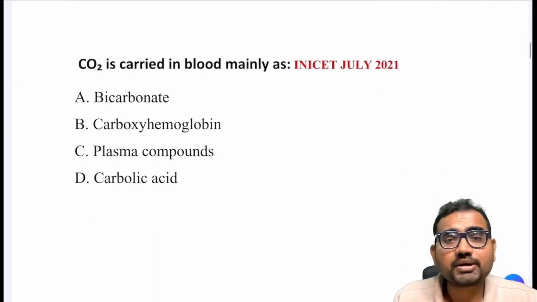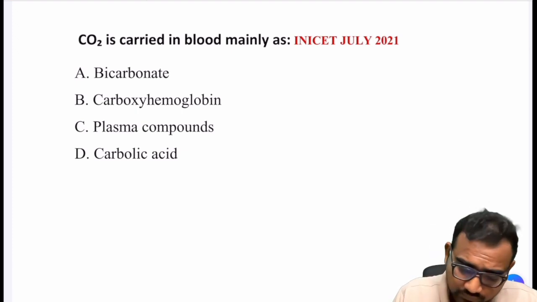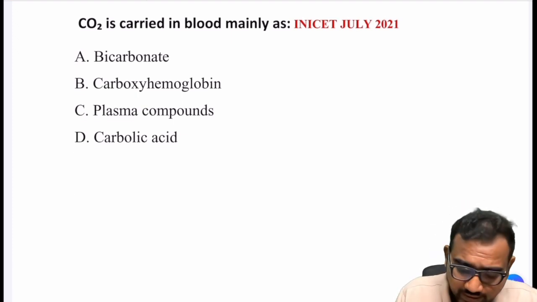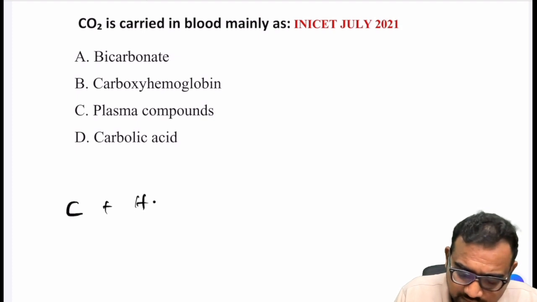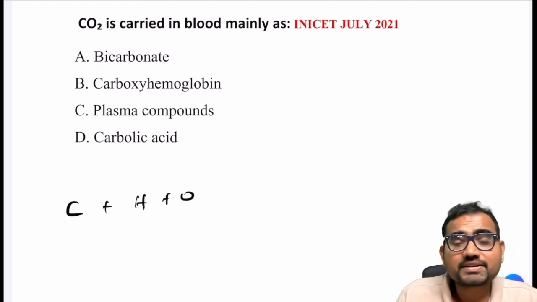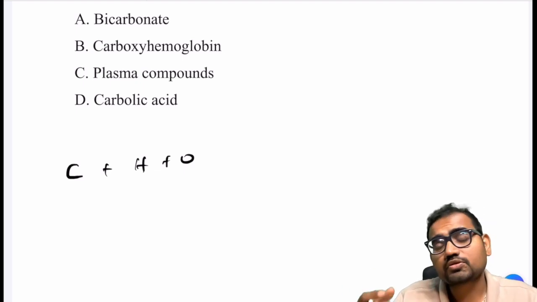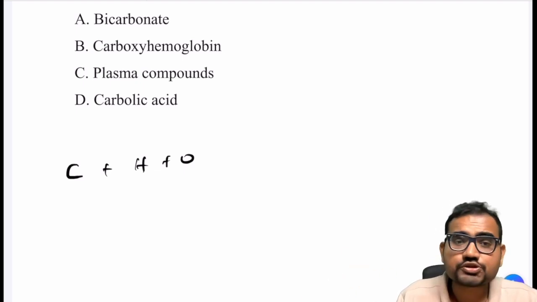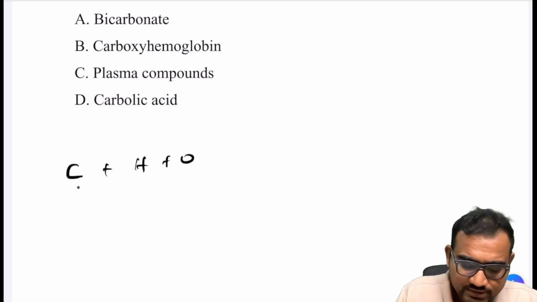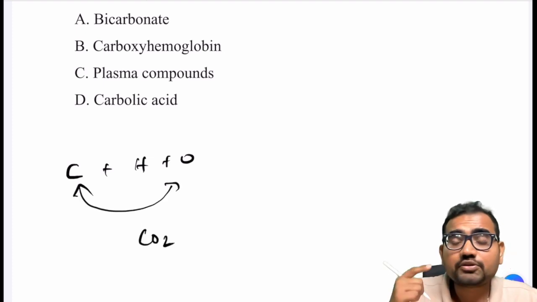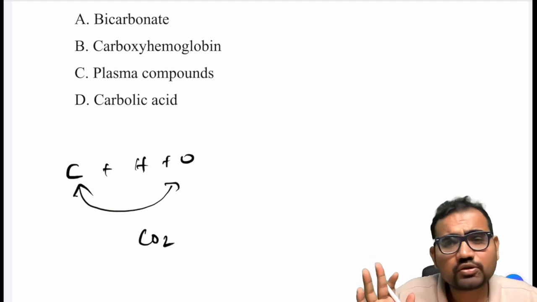Carbon dioxide in the blood is carried mainly as what? As I told you, the food we take, the carbohydrates and the fats, has more carbon, hydrogen plus oxygen. The hydrogen is taken up by the body and supplied to the electron transport chain, where it undergoes oxidative phosphorylation and produces more ATP. Whereas this carbon plus oxygen should be carried to the lungs. I should exhale it. I don't need carbon dioxide.